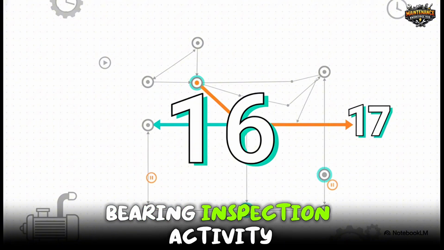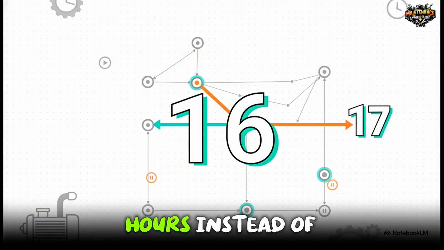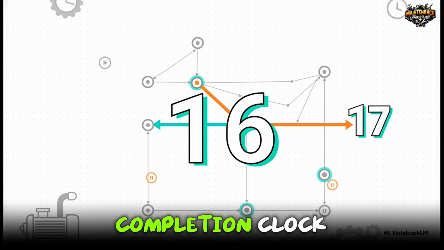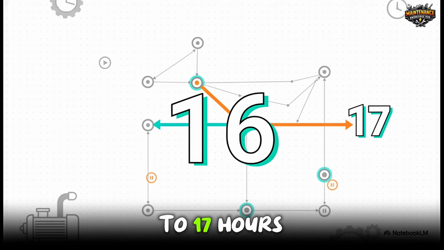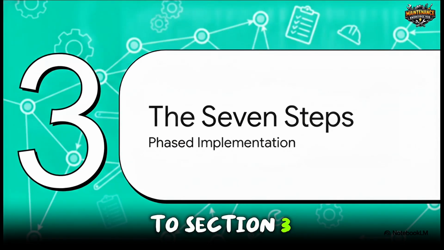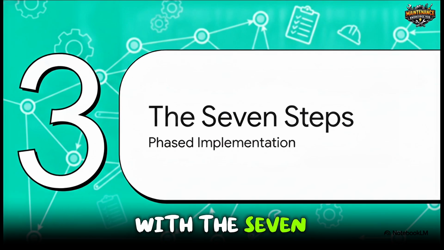Let's say the bearing inspection, activity E, takes 3 hours instead of 2. Well, your entire completion clock now automatically shifts to 17 hours. There's just no hiding a delay when it happens on the critical path. Let's move to Section 3 and see how this all builds together with the 7 steps.